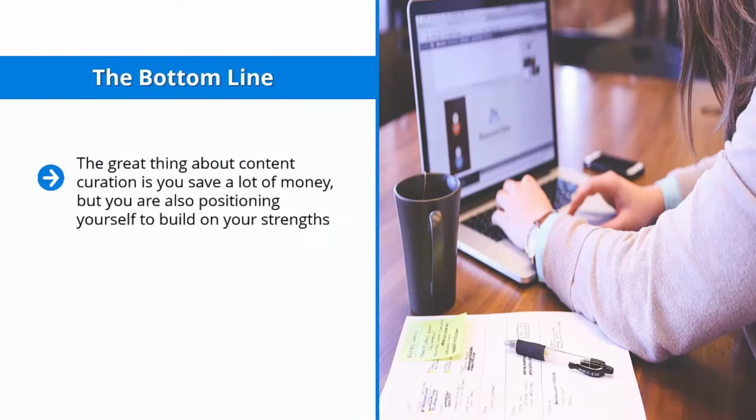The bottom line: the great thing about content curation is you save a lot of money, but you are also positioning yourself to build on your strengths. You focus on things that you're doing right and figuring them out so that you can predictably produce successful content. Now, this is not going to happen overnight. You have to keep experimenting until you find the right themes that consistently work with your audience.